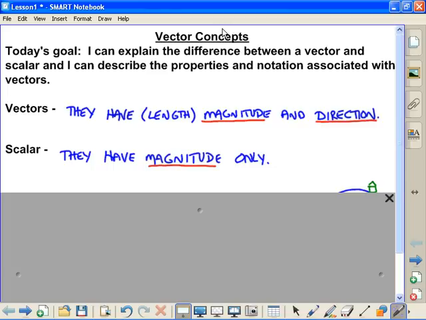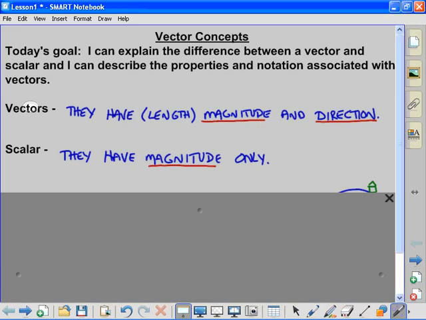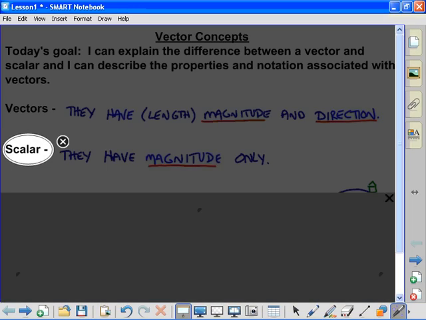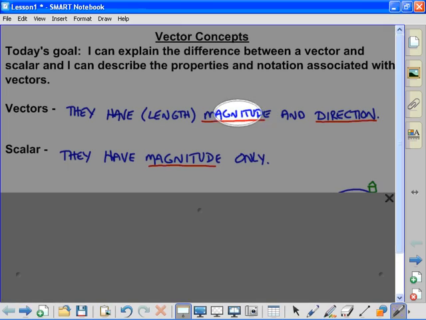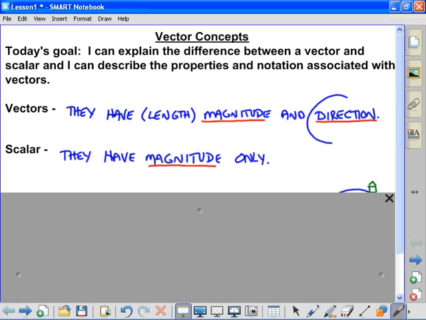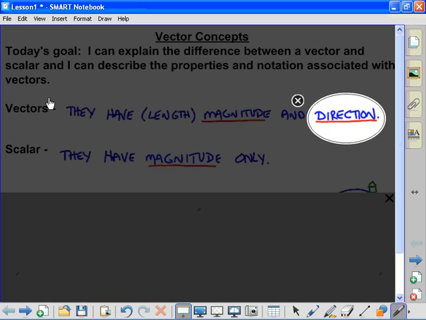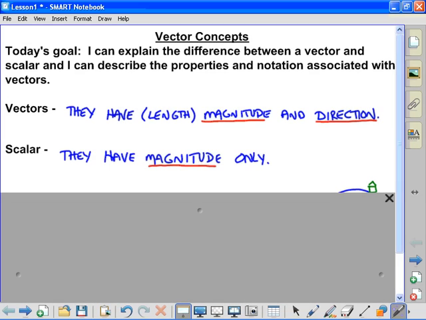So there are two concepts with the first particular component of this course, and that's vectors and scalars. So those are the two major concepts that you have to be able to differentiate between. So what is a vector? A vector will have a length, and now the grade 12 terminology that we move to is magnitude. So magnitude is a fancy word for length, and it has to have a direction. So a vector has both a length, or a magnitude, and direction.